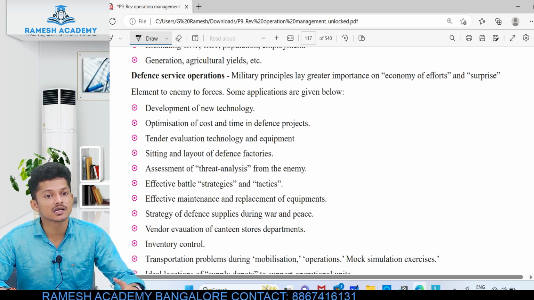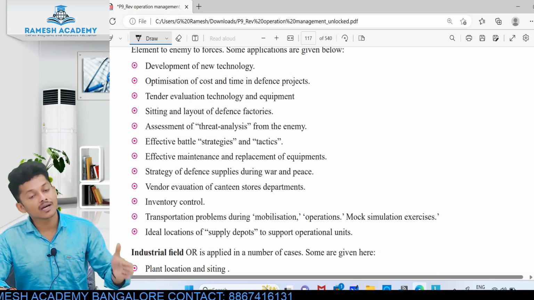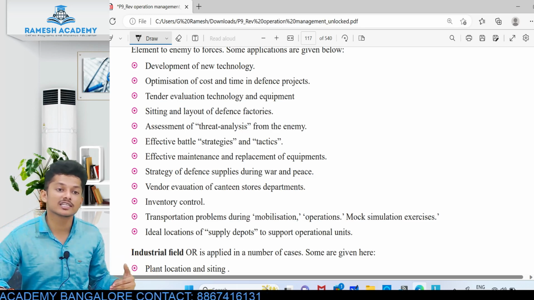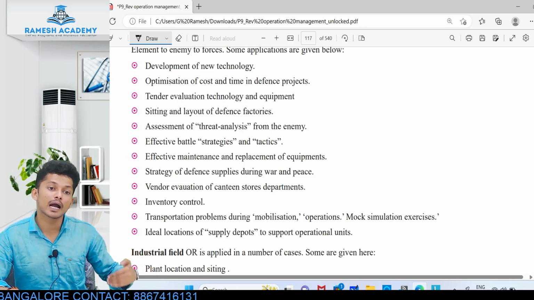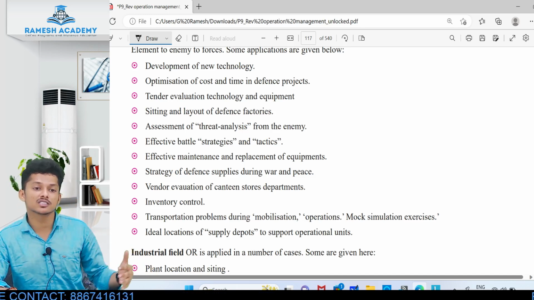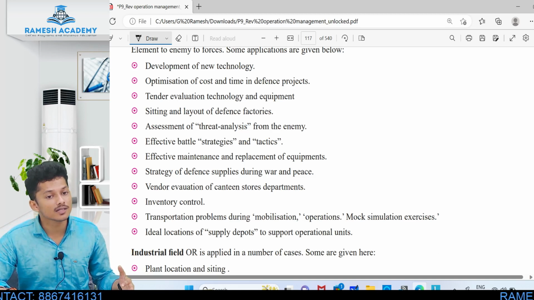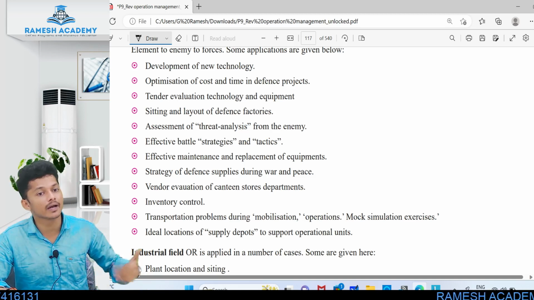Some applications are given below. See, development of new technology. We are moving every day with new technology, guys, so we should not be outdated. Every day the technology should be updated. Then only can we face the stiff competition in the market, or else we cannot. Once we are outdated, no one comes near us to buy our products.